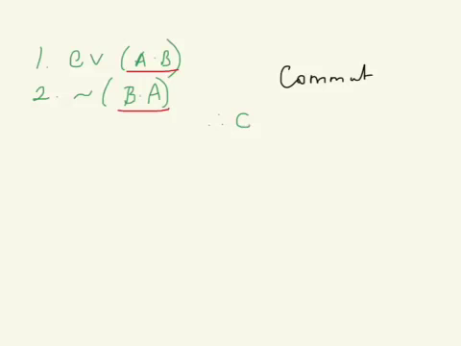So commutativity is the rule that P and Q and Q and P are equivalent to each other, that one can be inferred from the other. And this is shown, this is expressed with a 4-dot convention.